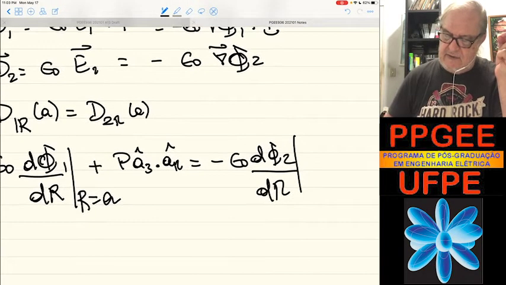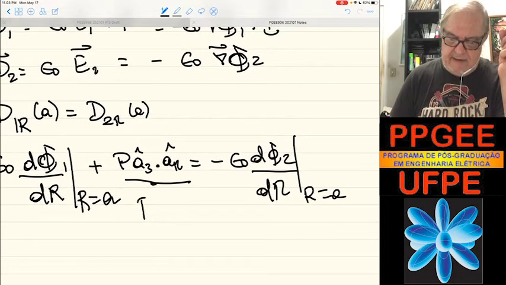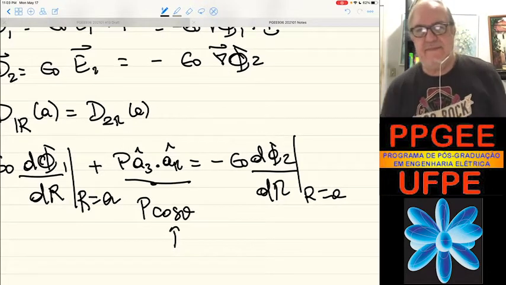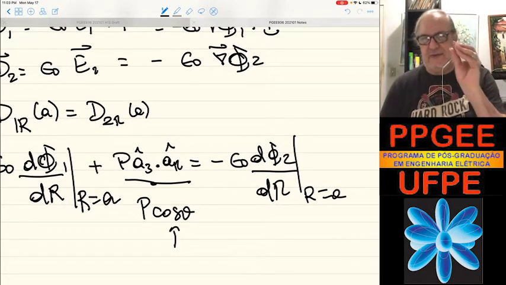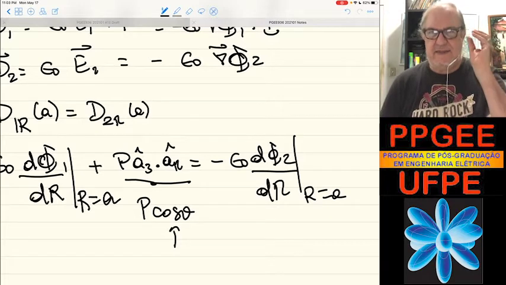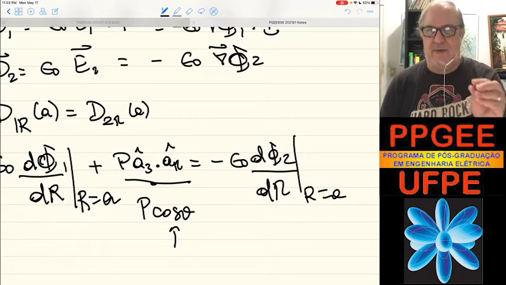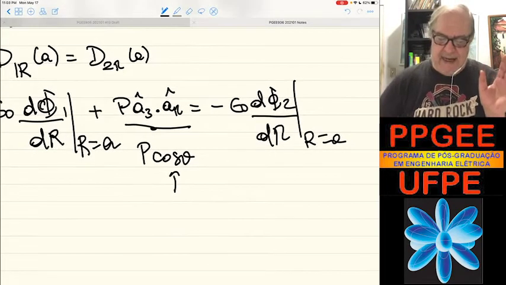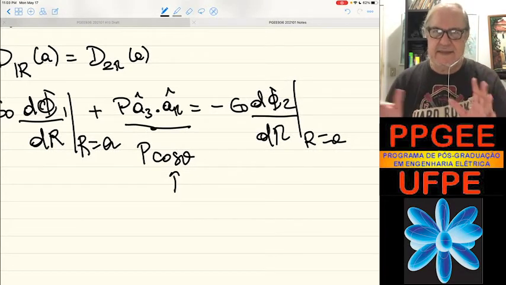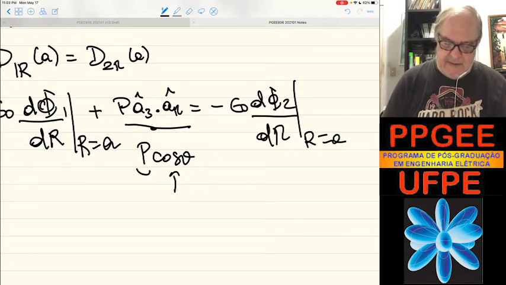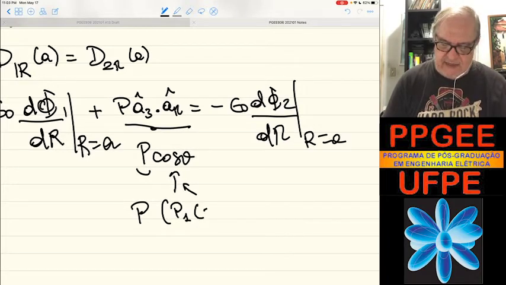I'm just going to do this quick calculation here. This is P cosine theta. And recall that, unfortunately, I was using the same letter for polarization, which is P, and Legendre polynomial, which is PL. So let's not mix things, okay? So it's going to be this P here times this one, which is, I'm going to put a parenthesis here, P1 of cosine theta.